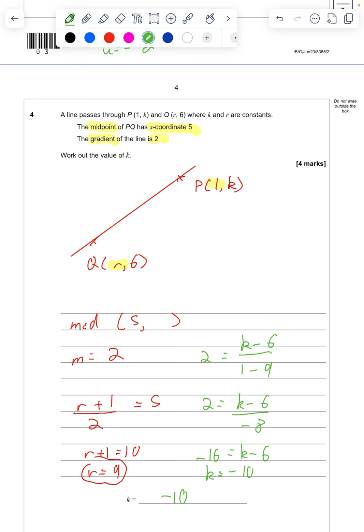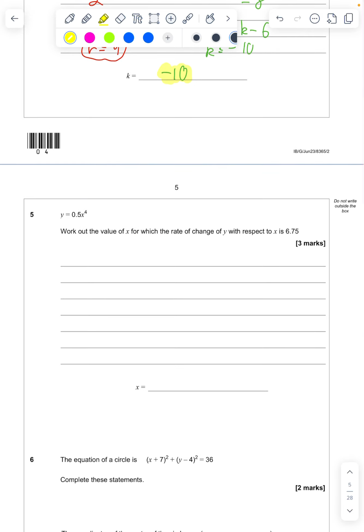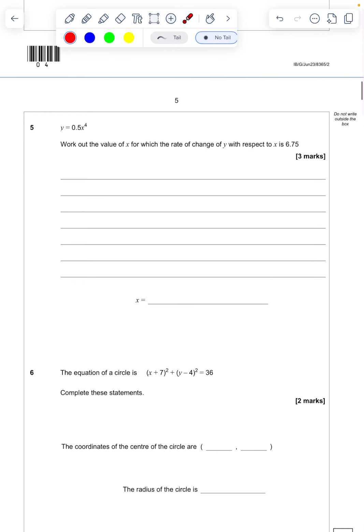Minus 10, we're looking good. Okay, so there we go. I think we'll do a few more. Yeah, we should be good for a few more. What time is that? I've been going for 5 minutes. Okay, well, question 5. Making good progress.